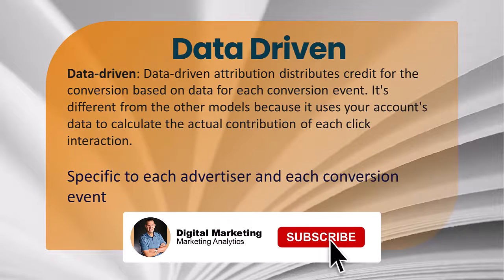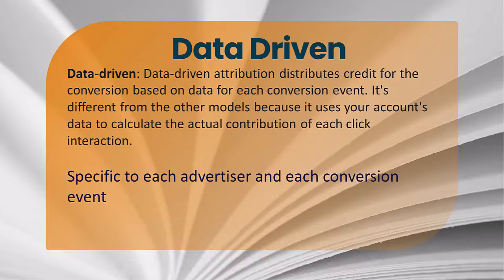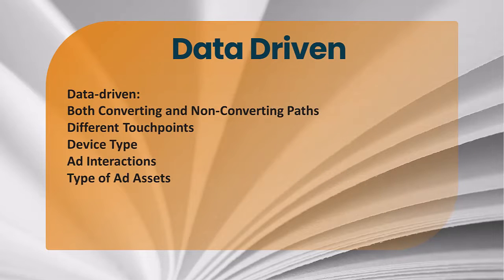Now, data-driven attribution distributes credit for the conversion based on data for each conversion event. It's different from other models because it uses your individual account data to calculate the actual contribution of each click interaction. Everybody's account has different things to do on the website, and those different paths to the conversion are going to be put into a data model, and that is how Google is going to assign that data-driven conversion and try to get more people or similar people to do that. It is specific to each advertiser and each conversion event.